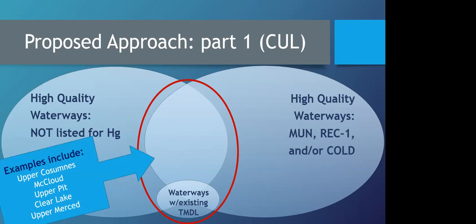The Upper Cosumnes, for those of you in the Central Sierra. Up here in the northern part of the Sierra Cascade, we have the McLeod and Upper Pit, the Coastal Range, Clear Lake, and then the Upper Merced down in the Southern Sierra.